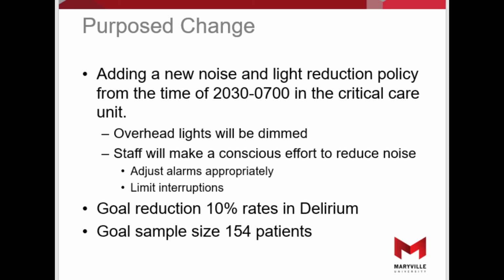The proposed change for this research project was adding a new noise and light reduction policy from the time of 2030 to 0700 in the critical care unit. During this time, overhead lights will be dimmed and staff will make a conscious effort to reduce noise through adjusting alarms appropriately and limiting interruptions. The goal overall of this new policy was to reduce the current delirium rates by 10%.